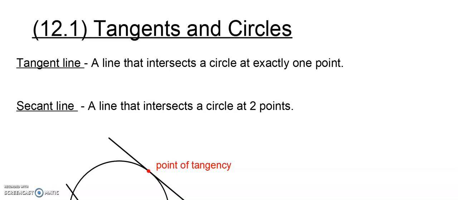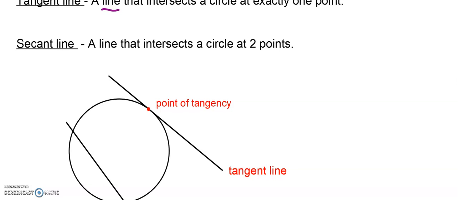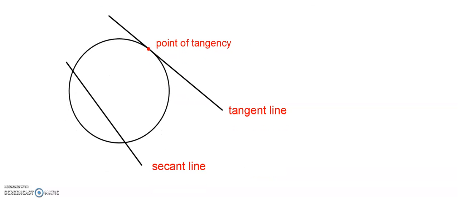Now, the first thing we want to do is define what a tangent line is. A tangent line is a line that intersects a circle at exactly one point. Now, it's a line, and therefore we know that lines go on forever in both directions, whereas another type of line that we're going to be interested in with circles is something called a secant line. A secant line is a line, but a secant line will intersect a circle at 2 points.